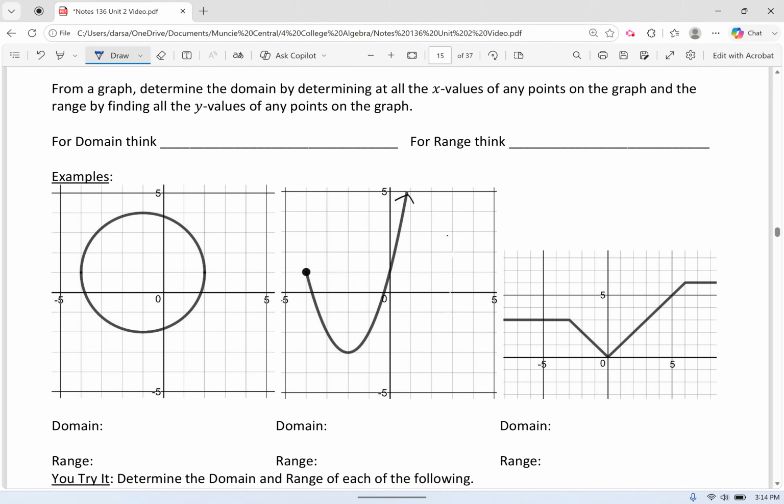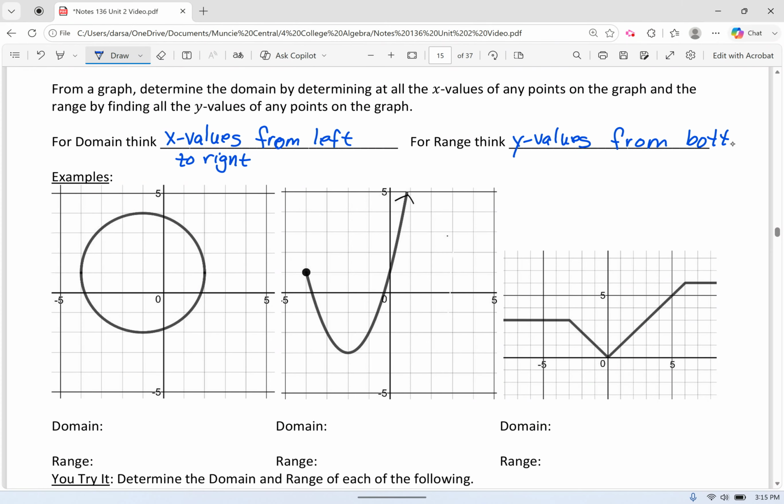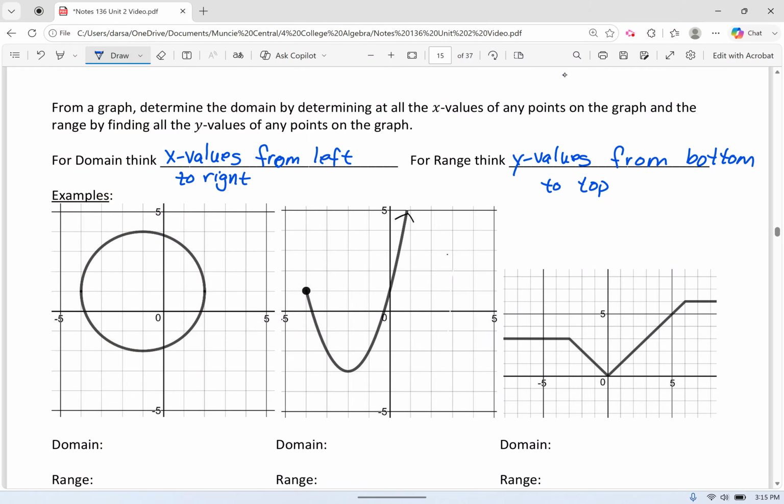So the easiest thing to remember to get our interval notation correct is to think that in a graph, domain is x values from left to right, and the range is y values from bottom to top. Okay, why do we always want to think left to right and bottom to top? I know you want to think top to bottom, but it's bottom to top. Why? Because when we're using interval notation, we always want to put the numbers in numerical order.